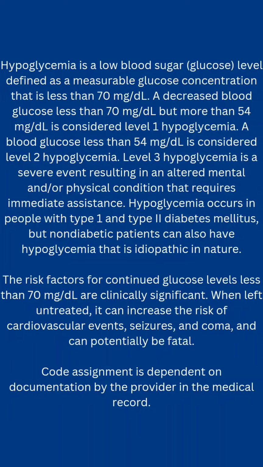Hypoglycemia occurs in people with type 1 and type 2 diabetes mellitus, but non-diabetic patients can also have hypoglycemia that is idiopathic in nature. The risk factors for continued glucose levels less than 70 mg per deciliter are clinically significant. When left untreated, it can increase the risk of cardiovascular events, seizures, and coma, and can potentially be fatal. Code assignment is dependent on documentation by the provider in the medical record.